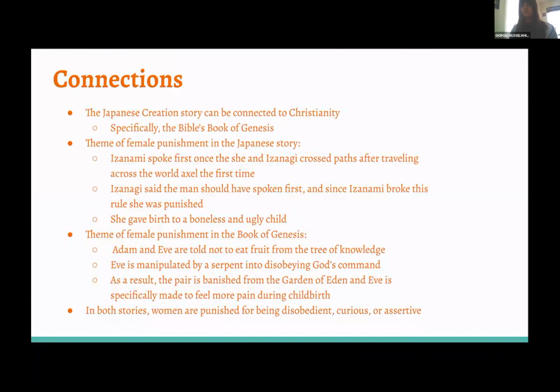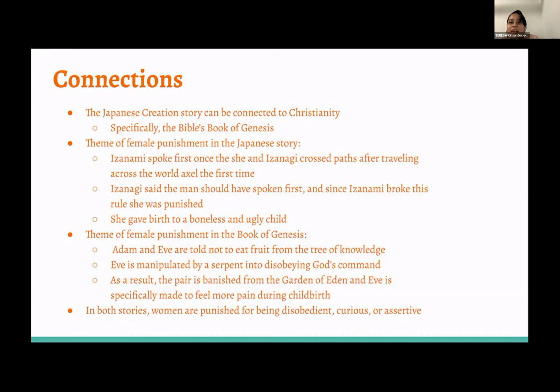Now we're going to talk about the connections. We're connecting it to Christianity, specifically the Bible, the first book of Genesis. So the theme of female punishment in the Japanese story can be seen as Izanami spoke first when she and Izanagi crossed paths. And then she is punished by this, and her first son is born boneless and ugly, and they abandon this child. And this can be seen in the book of Genesis as Adam and Eve are told not to eat from the tree of knowledge.